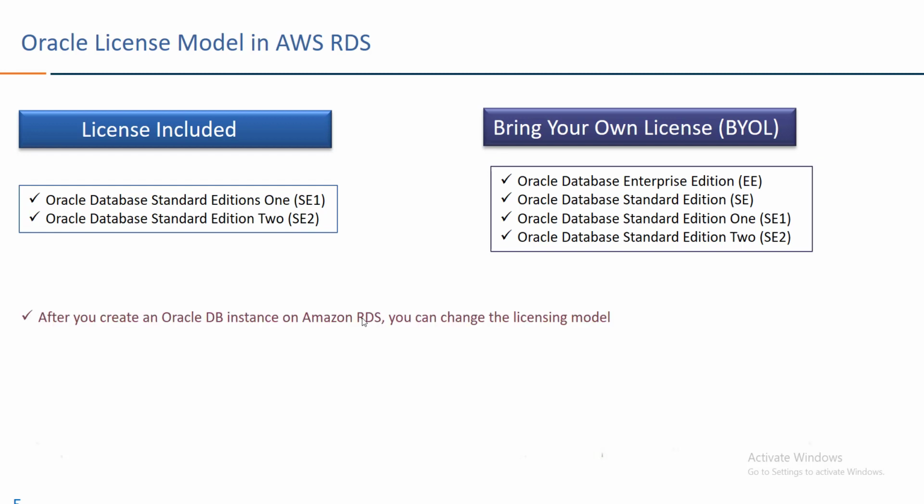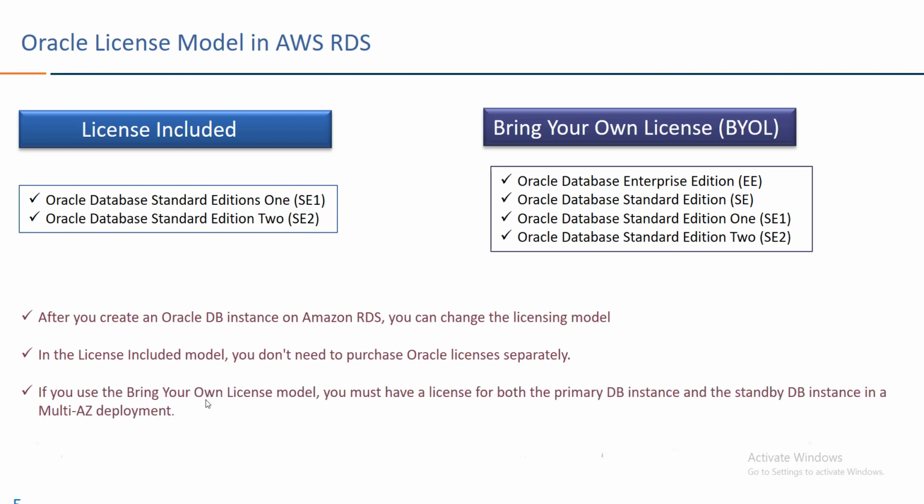After you create an Oracle instance from Amazon RDS, you can change the license model. That is important. Today I created my RDS instance with the license included model, but if tomorrow I have a license and want to use bring your own license, I can. But the edition you can't change. In the license included model, you don't need to purchase an Oracle license separately. If you are using the bring your own license model, you must have a license for both the primary instance and the standby instance in a multi-AZ deployment.